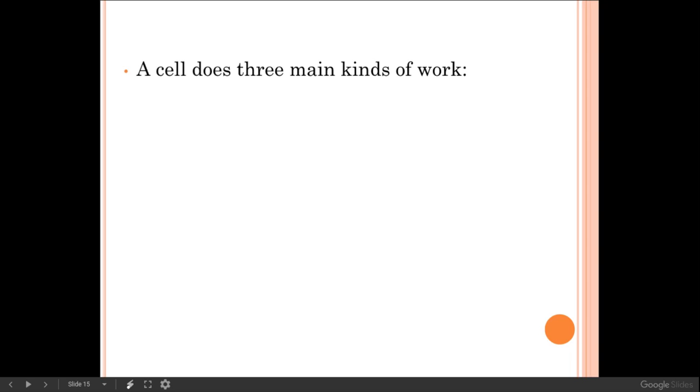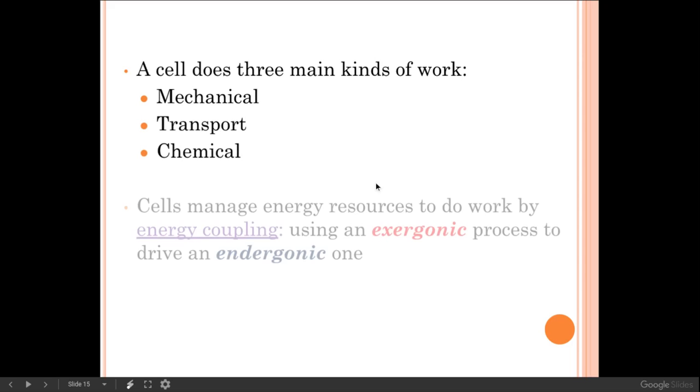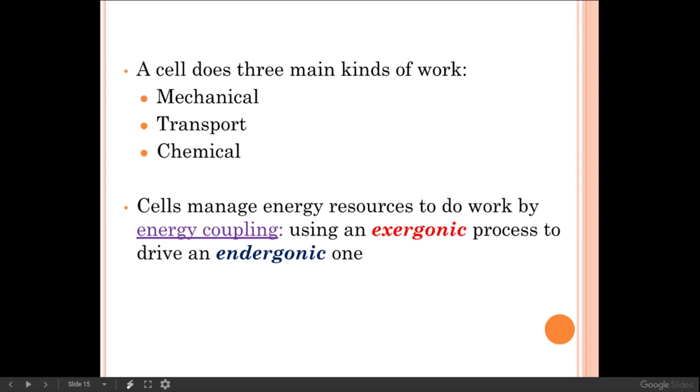When we talk about work, the cell does 3 main kinds of work. There's mechanical work, there's transport work, and then there's chemical work. Now, cells do a great job using these energy resources to do the work by energy coupling. They use an exergonic process to drive an endergonic process. So energy is released to then power the endergonic reaction where energy is needed. So energy exits the exergonic process and enters the endergonic process.